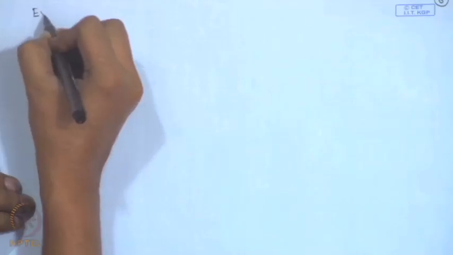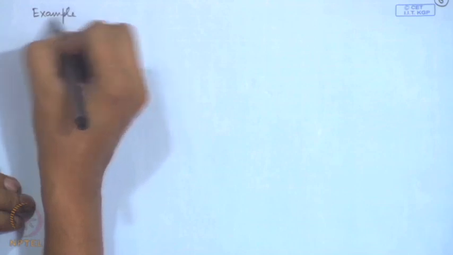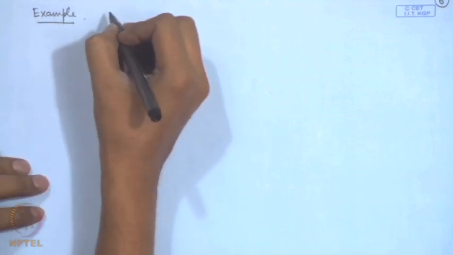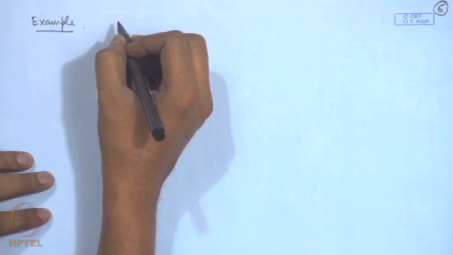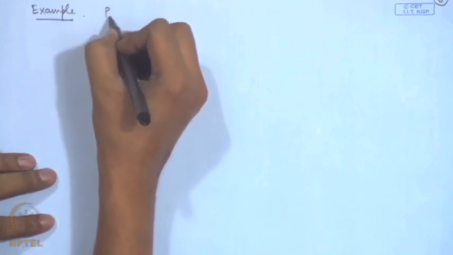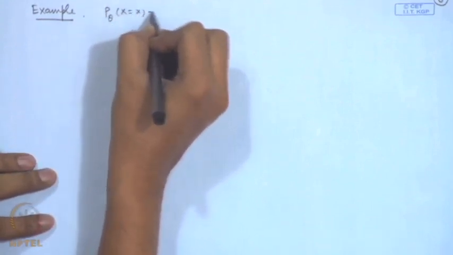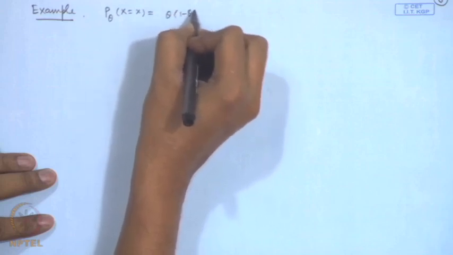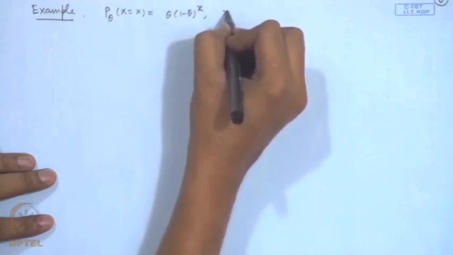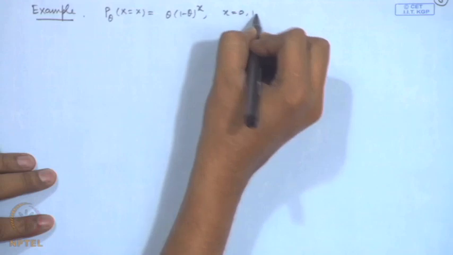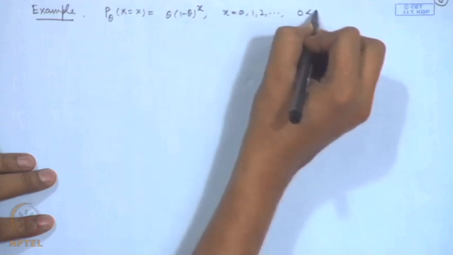Let me explain through an example here. We consider our example of the geometric distribution, that is p_theta(X = x) = theta (1 - theta)^x for x = 0, 1, 2 and so on.